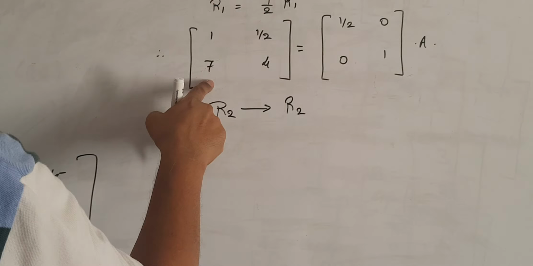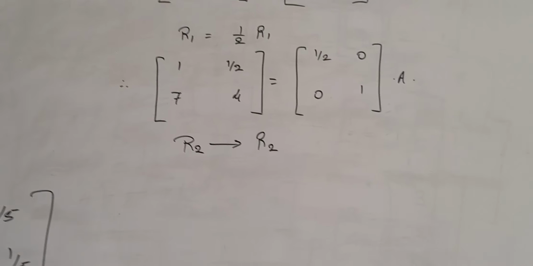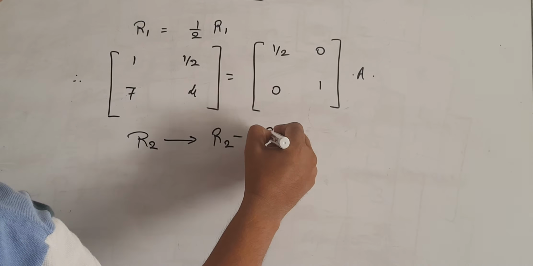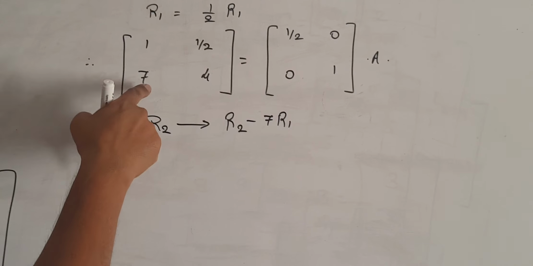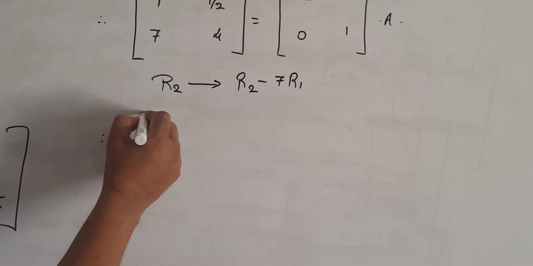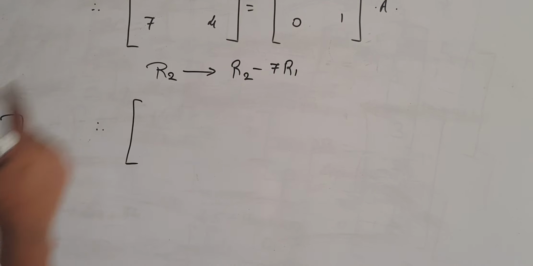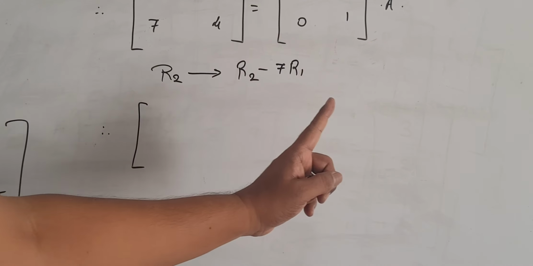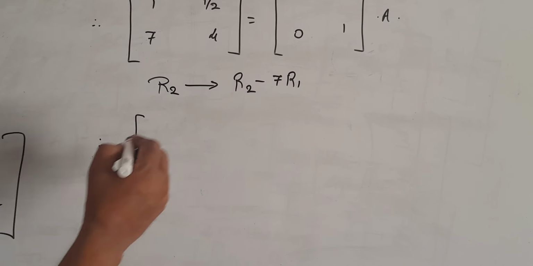तो 7. अगर मैं यहाँ minus 7 multiply कर दूँ तो हो जाएगा. So you can say second row minus 7 times first row. So 7 minus 7 would be 0. So see here, we apply this operation R2 to R2 minus 7 R1. Then it will be what?